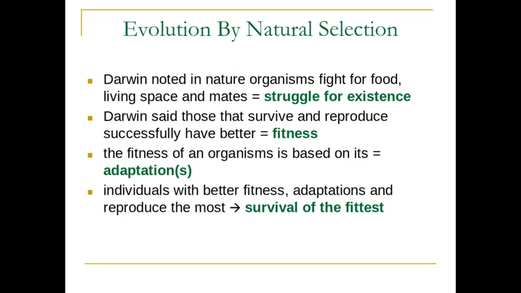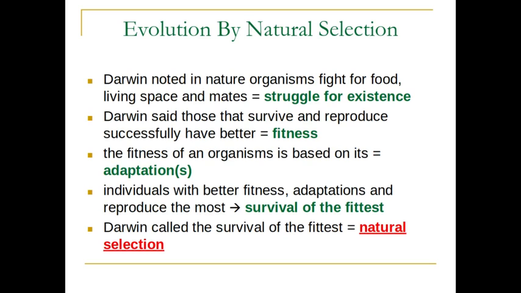Well, he extrapolated this and said, hey, there's going to be a struggle for existence, for food, for light, for living space if you're a plant. Darwin said that that's going to lead to some individuals having a better fitness. Now, fitness is not about strength, but it is about the number of organisms that you can produce. How many fertile offspring can you produce that survive?